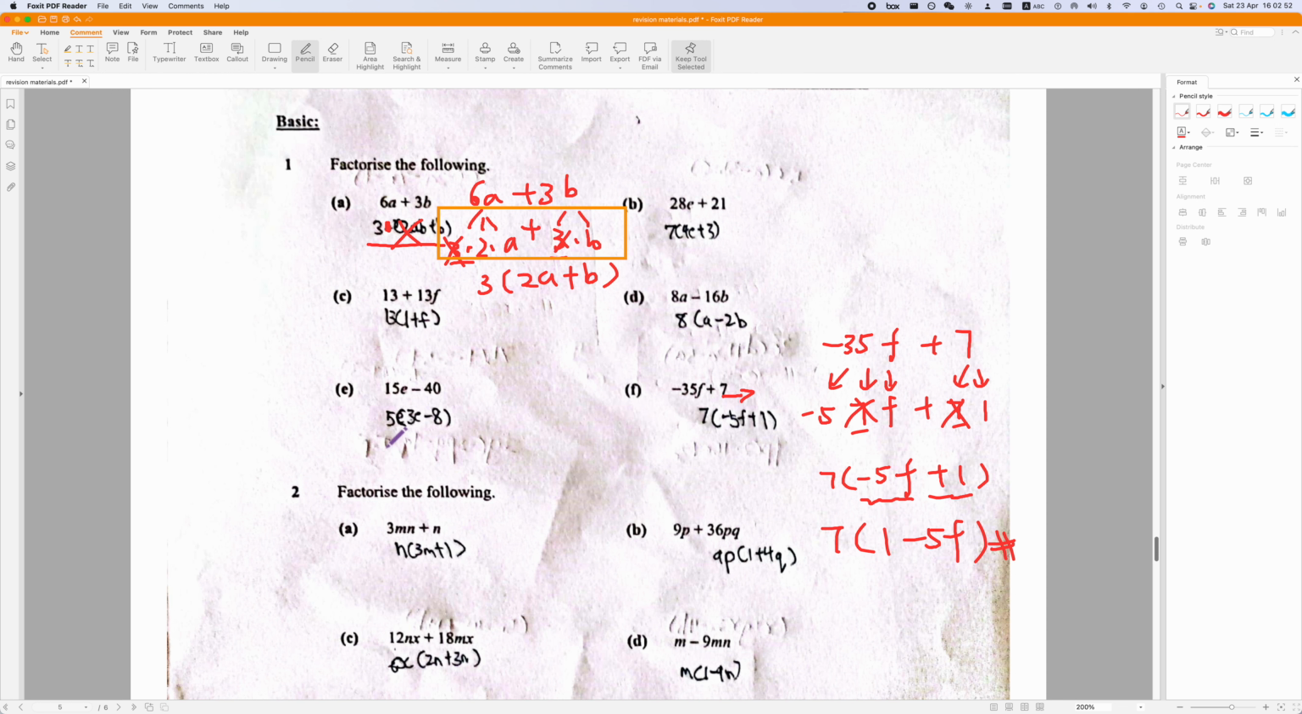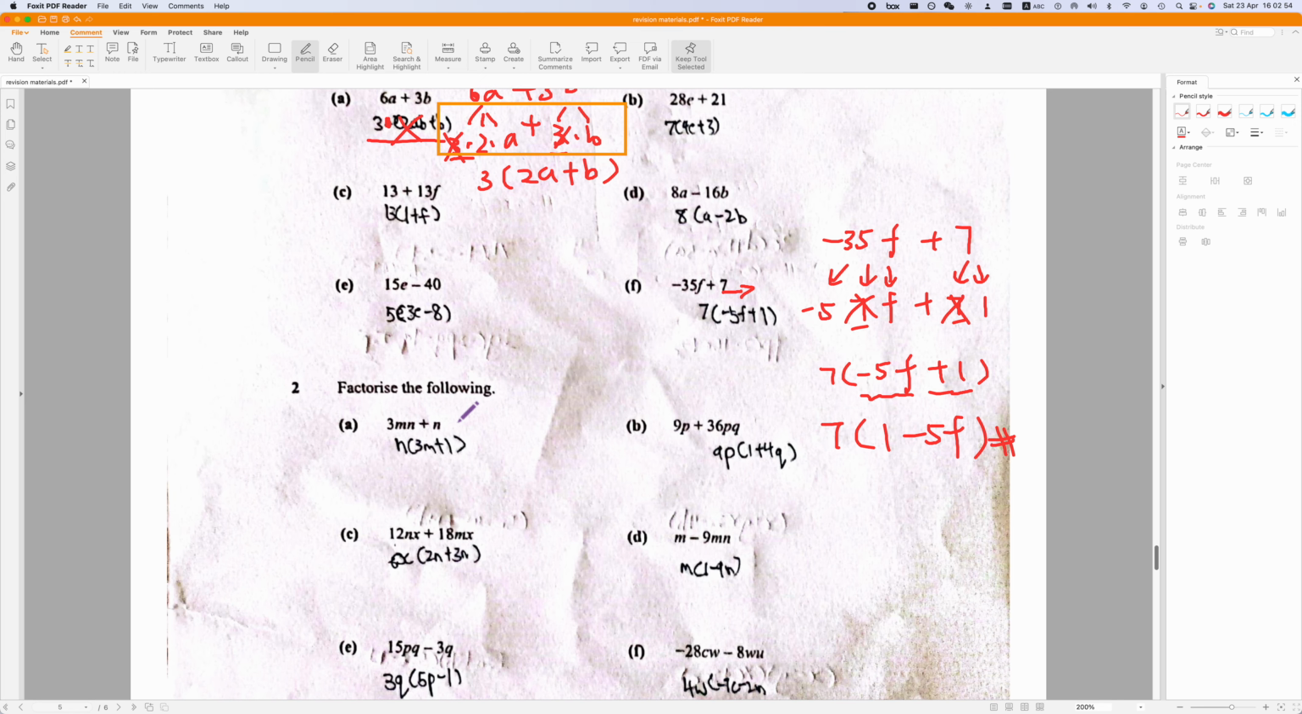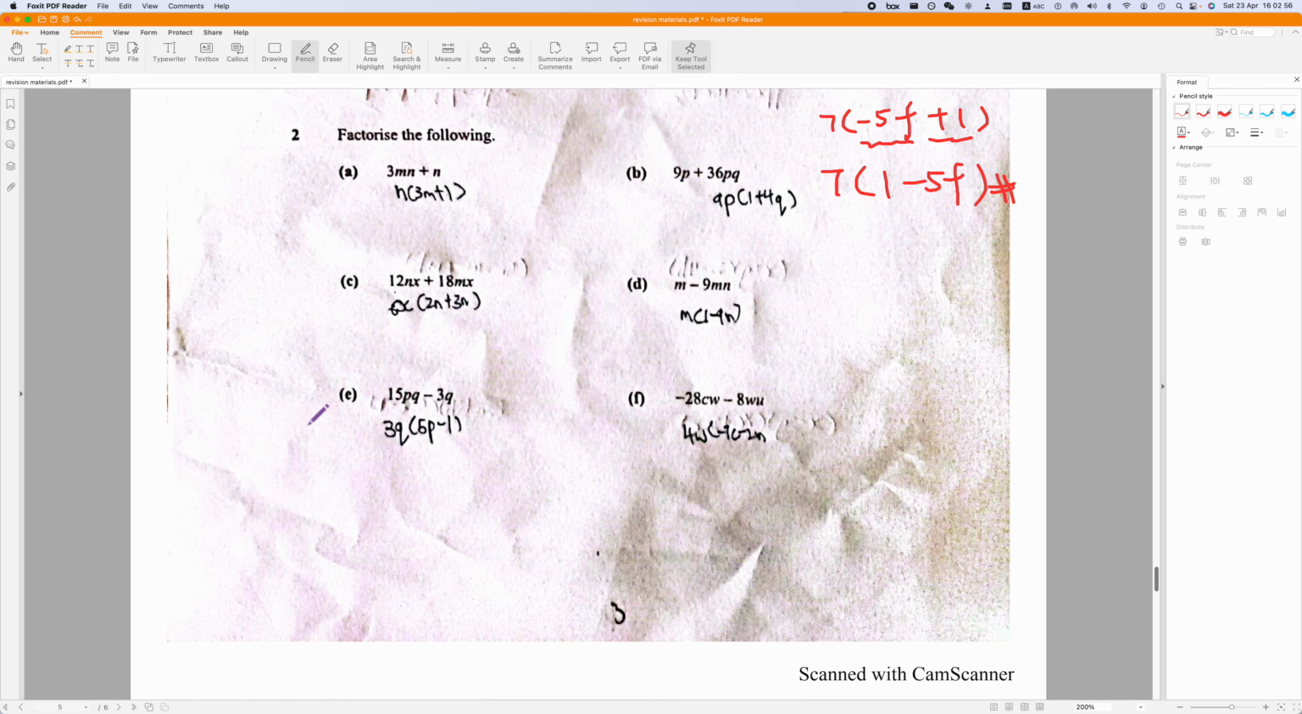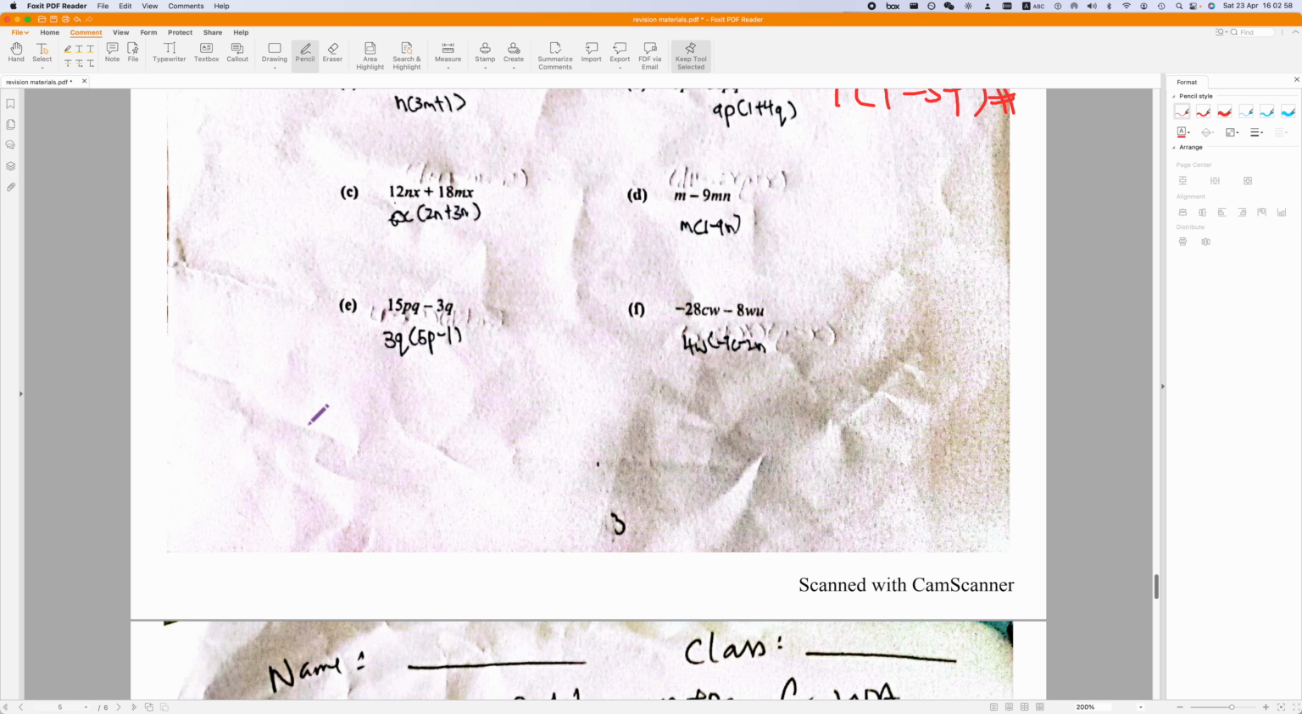For the rest, I don't want to go through because they are too simple. I just want to pick a few and go through them. Like this question, if you do it my way. What's this? N.